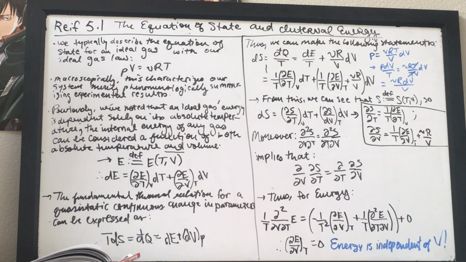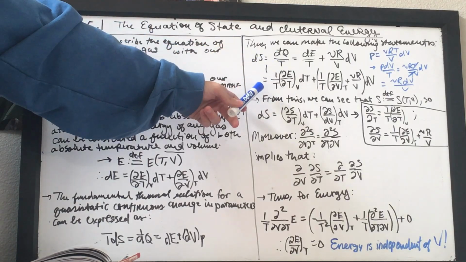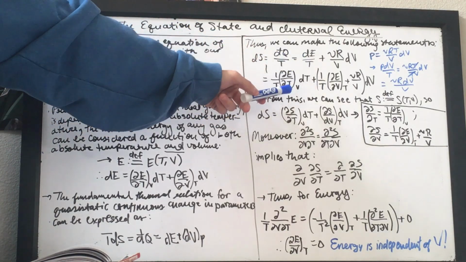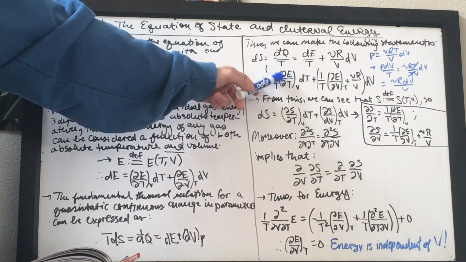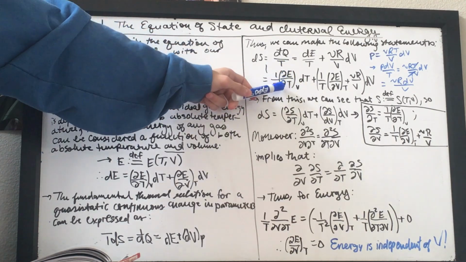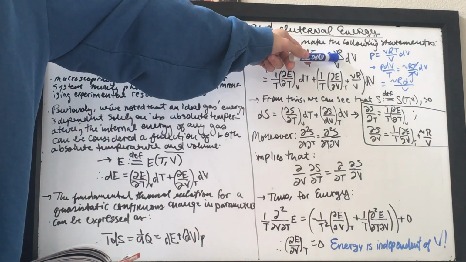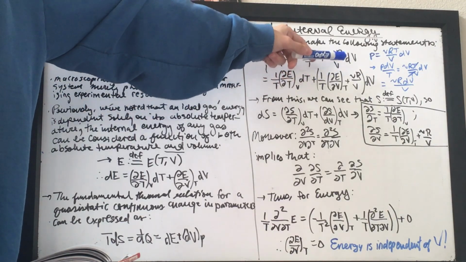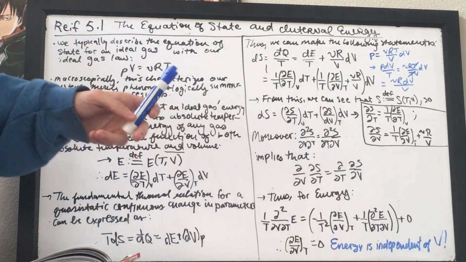So before I jump too far ahead in the proof, I'm going to talk about what I did, right? We divide both sides by T, and then we know that dE over T can be rewritten as 1 over T times the partial derivative of E with respect to T holding volume constant. And the same thing over here with the term involving our volume V, dV.